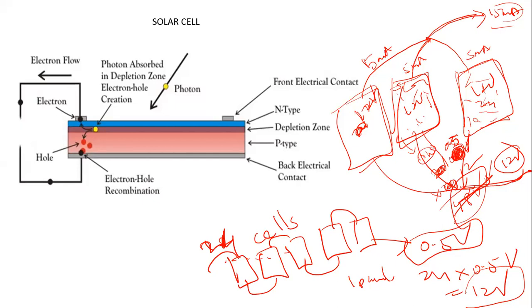So what we are going to see in today's class is how one single solar cell is constructed, and how it converts light energy into electrical energy. The main purpose of a solar cell is the conversion of light energy into electrical energy.